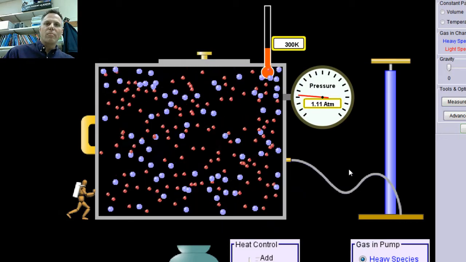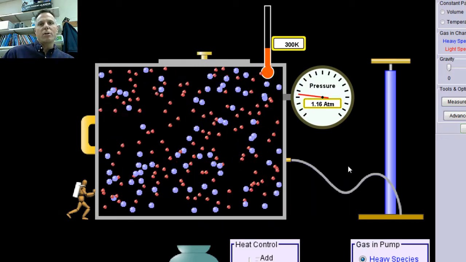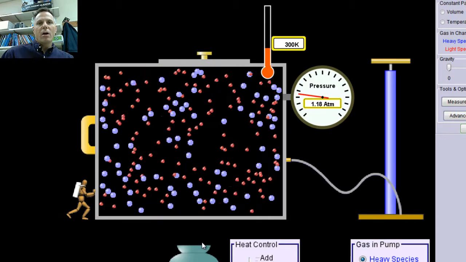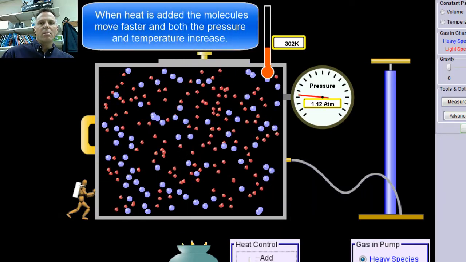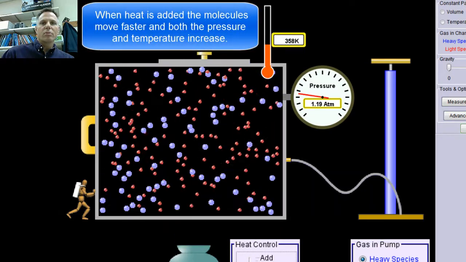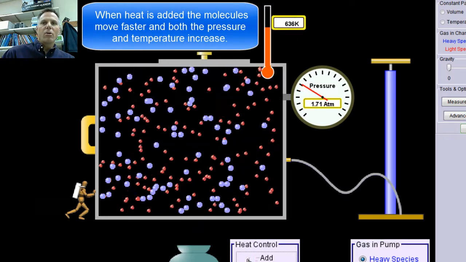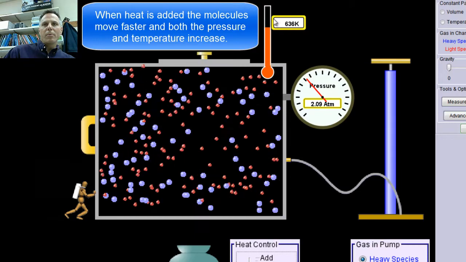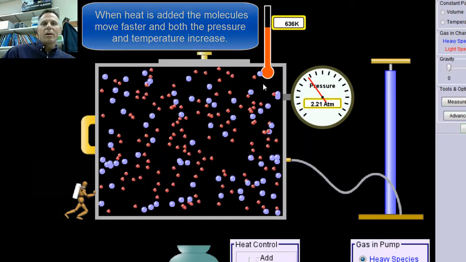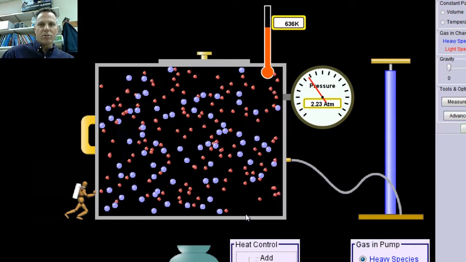Now let's change the box and increase the temperature. I'm going to add some heat. I'm going to increase the temperature by putting a flame underneath it. Notice what happened right up here. The temperature went up and the molecules are all moving faster.